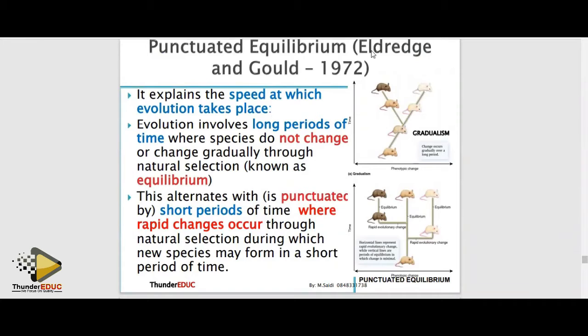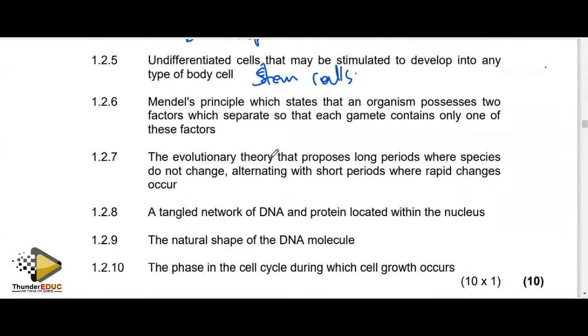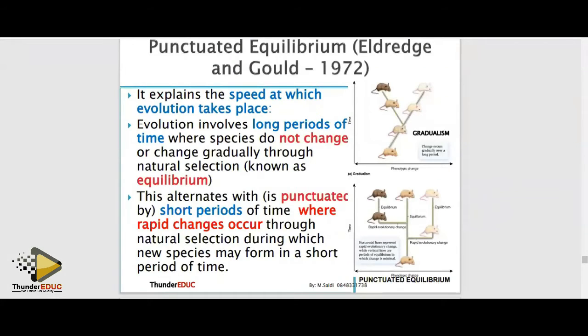It's saying that punctuated equilibrium, this evolution, involves long periods of time where the species do not change, alternating with short periods of time where there is rapid change. So basically, long periods of no change and then short periods of species changing. If we come back to our question, they're saying a theory that proposes long periods of species not changing, alternating with short periods where the species is changing. So basically, that is the answer. This is also answered by the book.